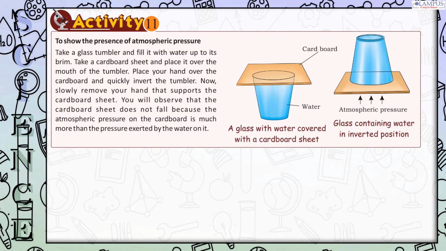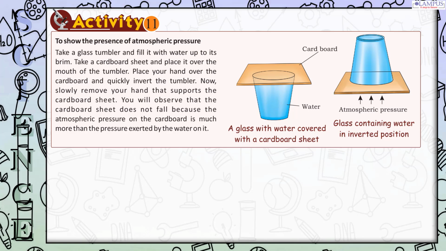Activity 11. To show the presence of atmospheric pressure. Take a glass tumbler and fill it with water up to its brim. Take a cardboard sheet and place it over the mouth of the tumbler. Place your hand over the cardboard and quickly invert the tumbler. Now, slowly remove your hand that supports the cardboard sheet.